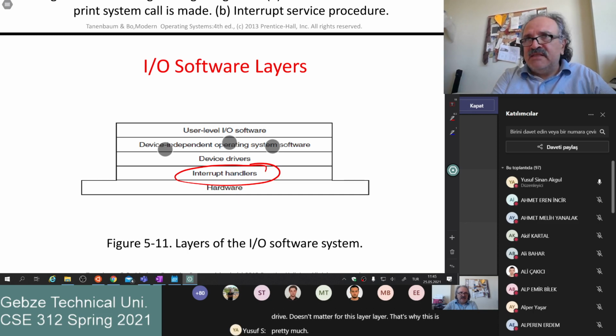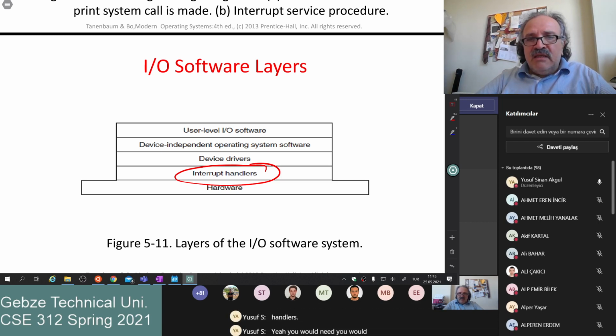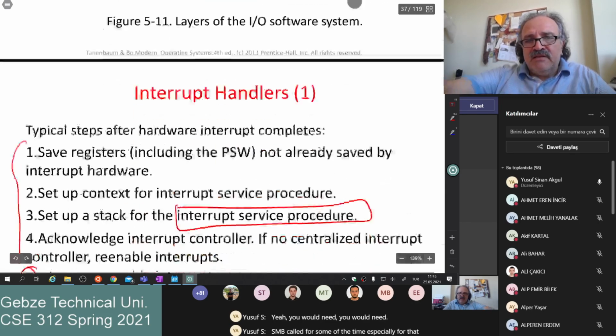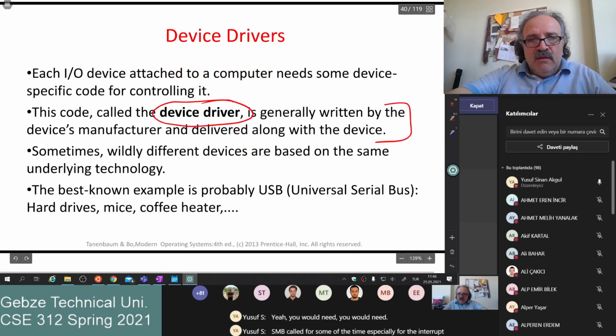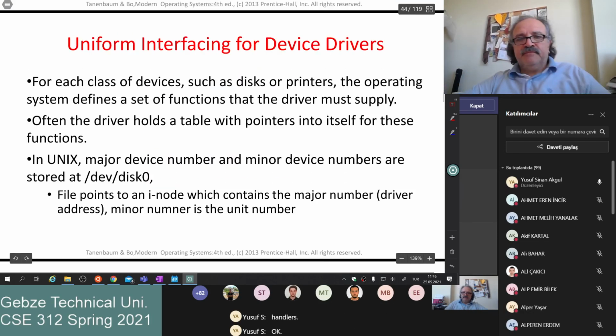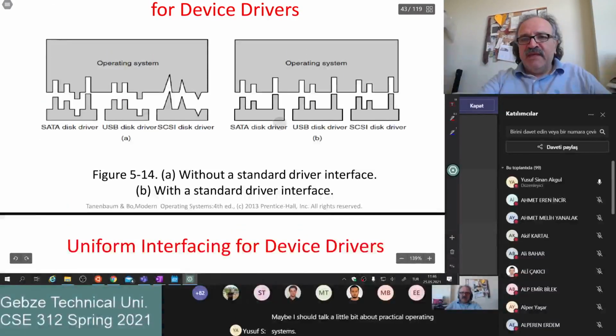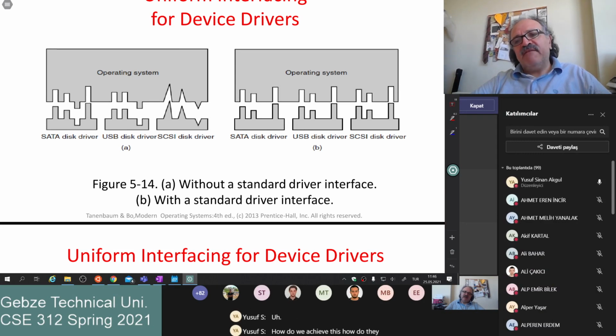This is completely written in C, C++, no assembly required. For the device drivers and interrupt handlers, you would need assembly code some of the time, especially for the interrupt handlers. Okay, let's move on, and maybe I should talk a little bit about practical operating systems. How do we achieve this? How do we achieve this standard interface?